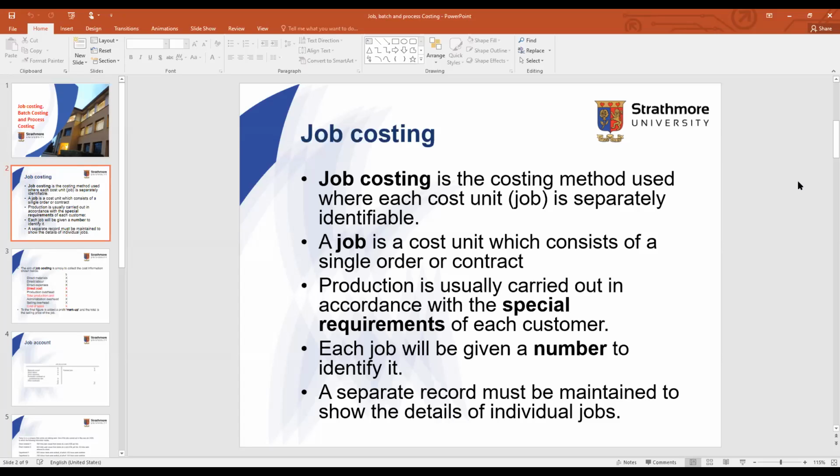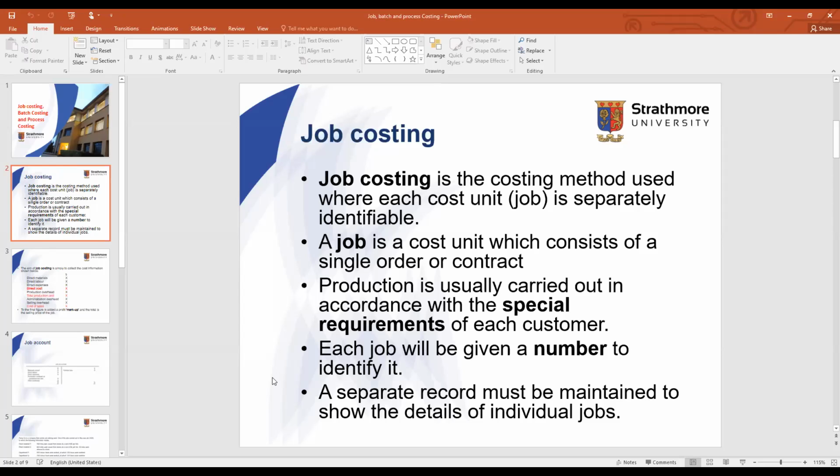So definitely it's the customer who is going to be dictating what he requires out of the product. You as a company therefore manufacture the product in order to satisfy the special requirements that have been set forth by the customer.